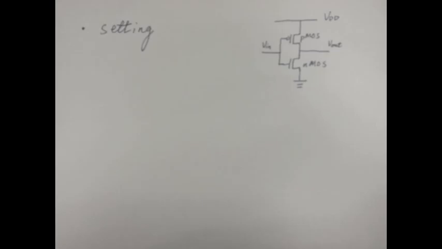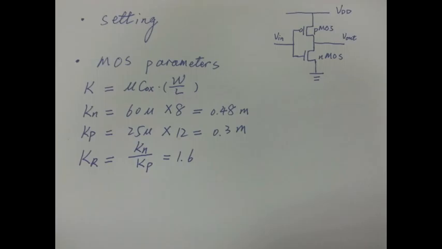This problem has given us two conditions. The first is the settings. As you can see, this is an inverter problem, so we can draw the inverter like this, as you can see in the picture. And the second condition is that we are given the parameters of the MOS. Therefore, we can calculate the K according to this formula and calculate the Kn, Kp, and also the Kr.